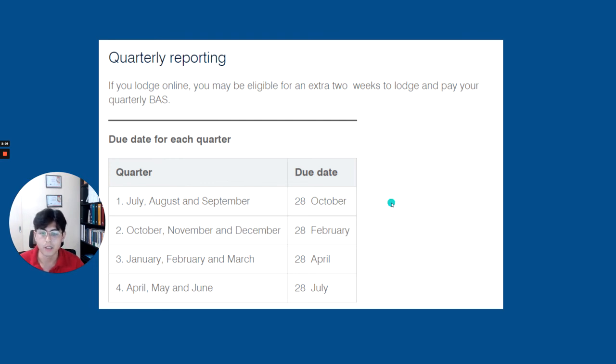It's a pretty simple concept, but I always encourage all my clients: you need to understand what you're paying and when you should be paying it, because how can you just sign every quarter and pay an amount that you don't even understand?